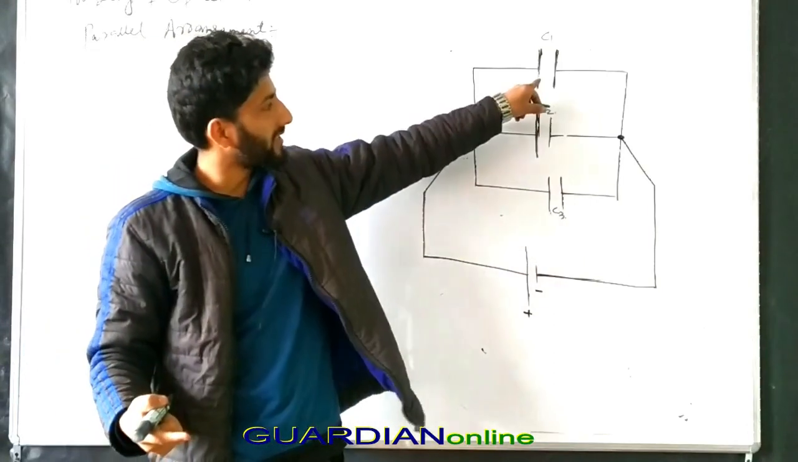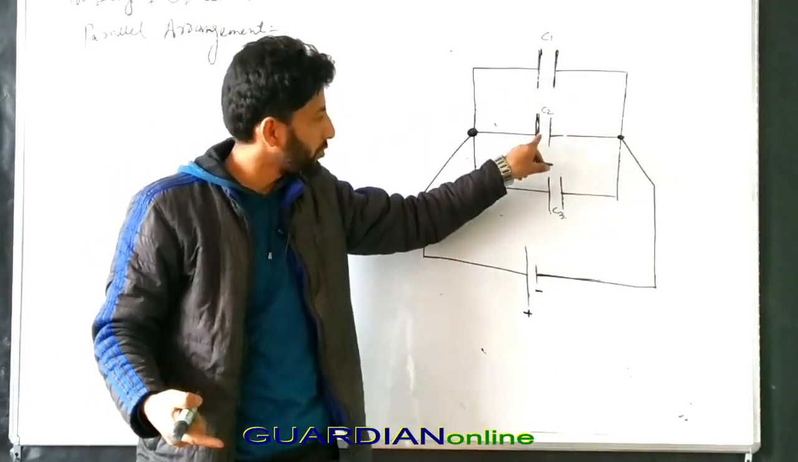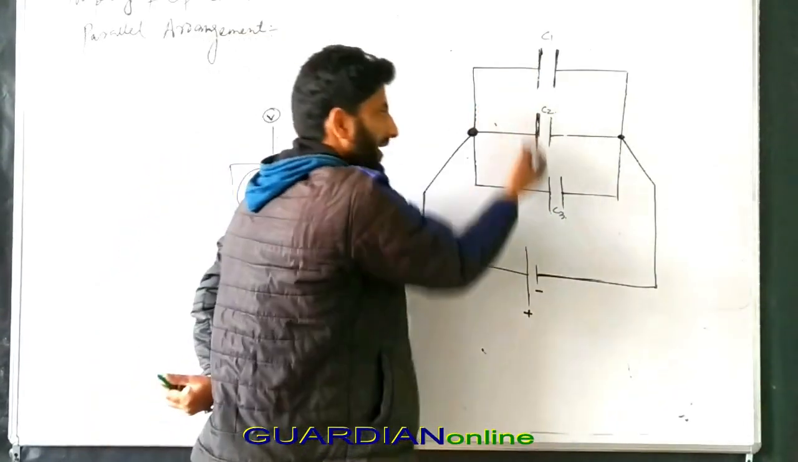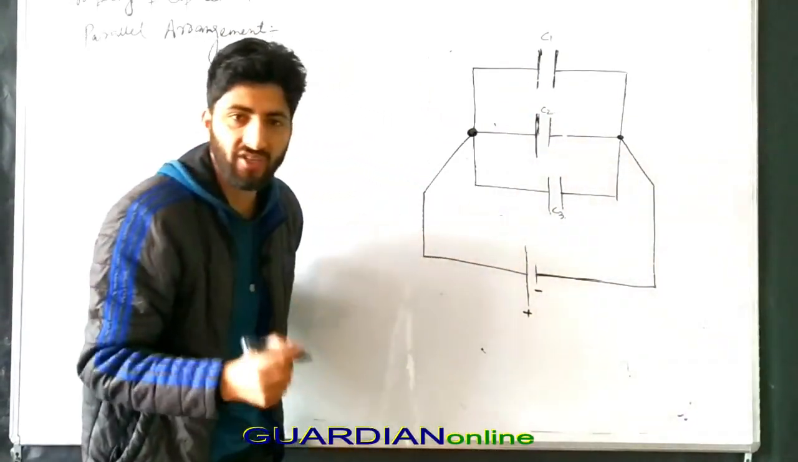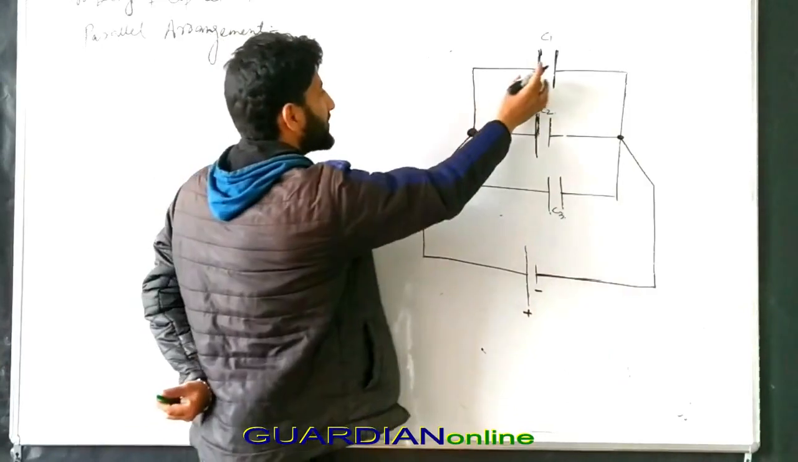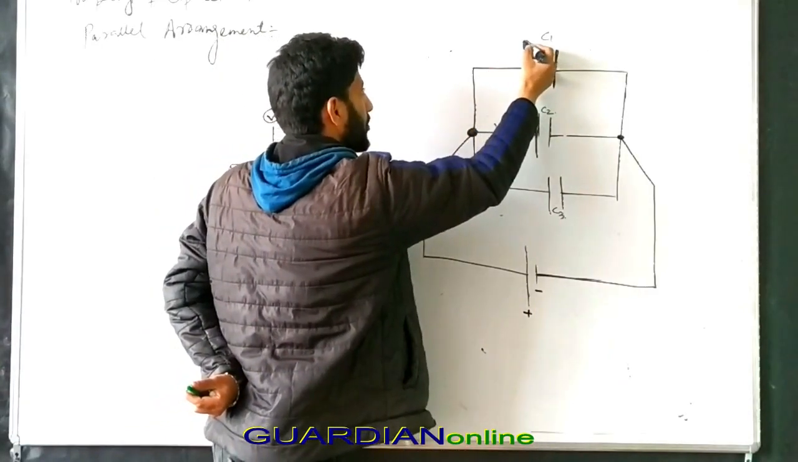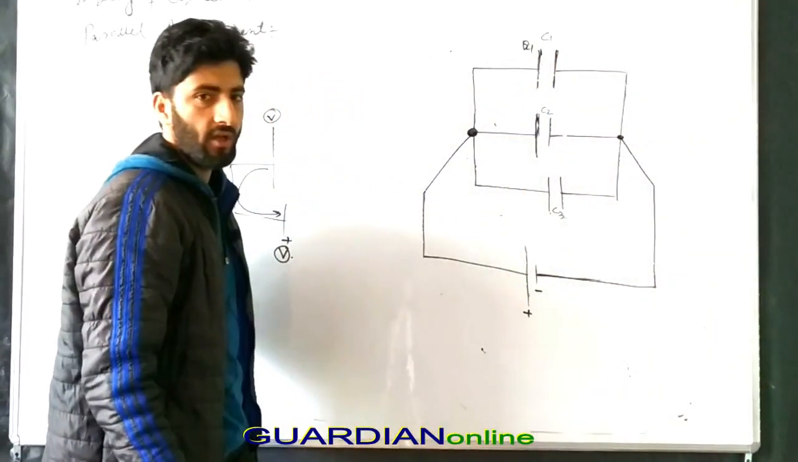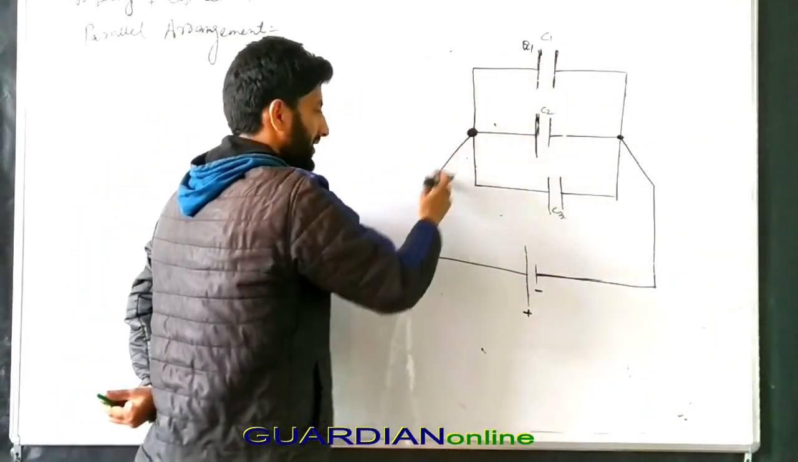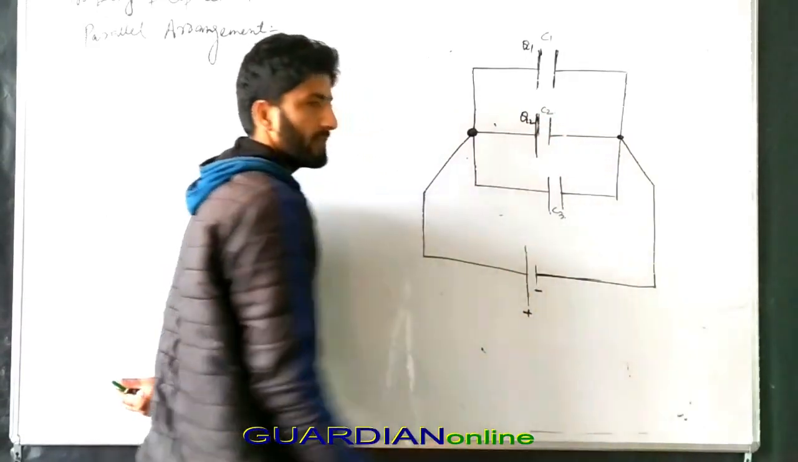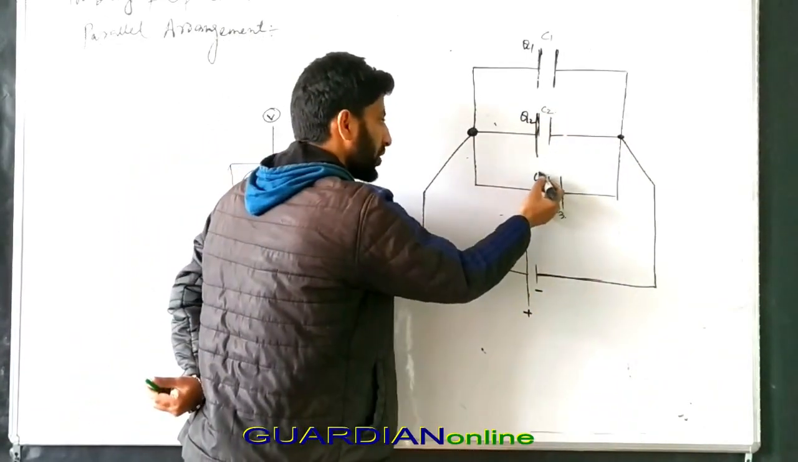Here we have capacitor C1's plates, C2's plates, C3's plates. When we apply the potential, charge appears on these plates. For example, draw charge Q1 on the plate, and after it Q1 appears on the other plate. Similarly, let us say charge Q2 appears, and charge Q3 appears.